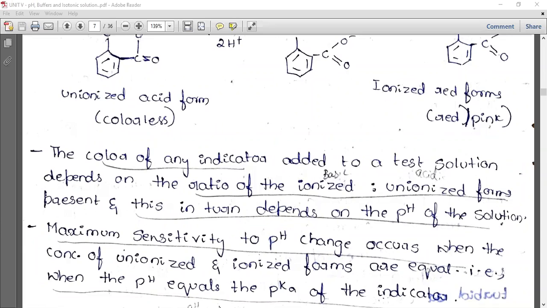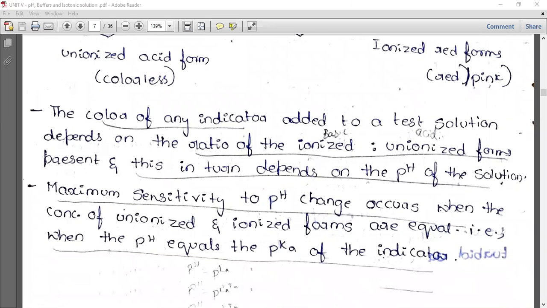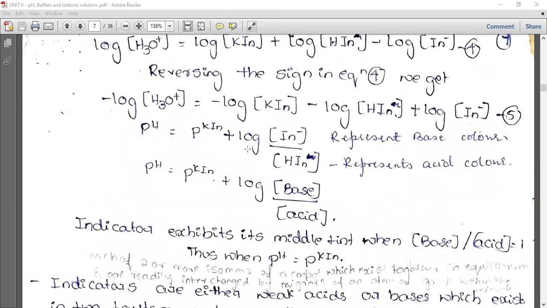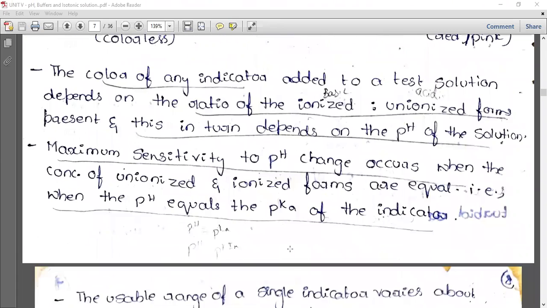As I said, when the concentrations of both become equal, what happens? pH is equal to the pKa of the indicator. This is the same thing. When pH is equal to the pKa of the indicator, both become equal.